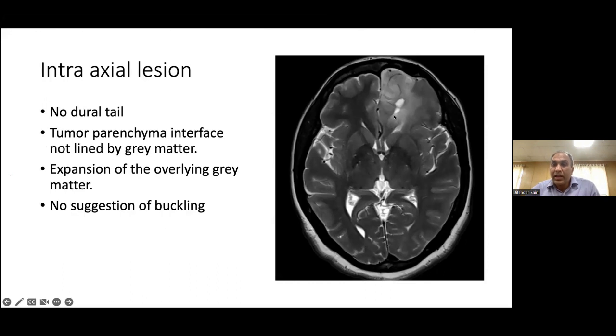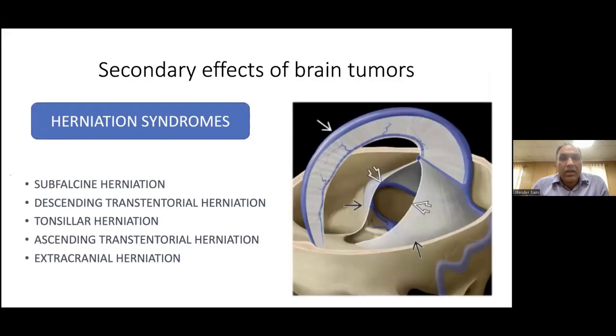You can see the left frontal lobe is expanded here compared to the right frontal lobe, and you can see the sulcal spaces are all effaced in the left frontal lobe. So this gives us a clue that it's an intraaxial lesion. Now there are secondary effects of brain tumor, which we call herniation syndromes. These are the predominant types of herniation: subfalcine herniation, descending transtentorial herniation, tonsillar herniation, ascending transtentorial herniation, and extracranial herniations.